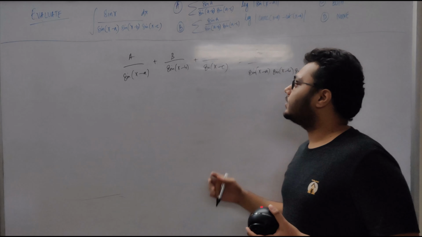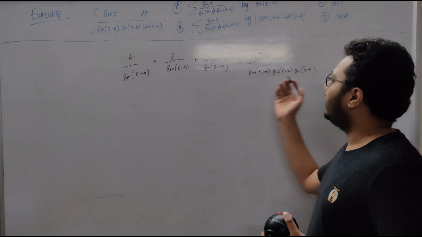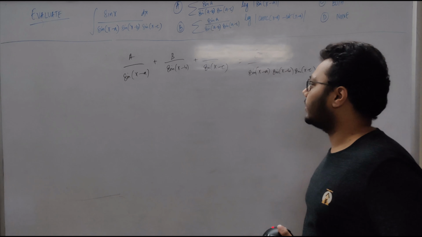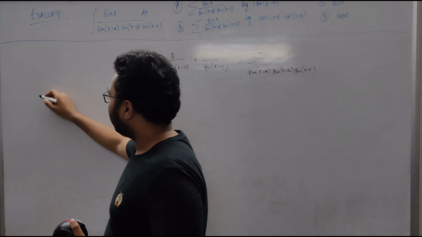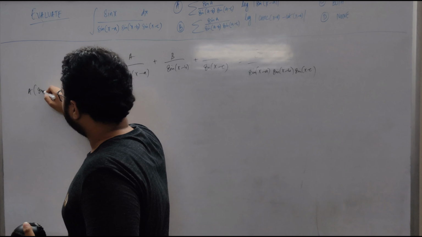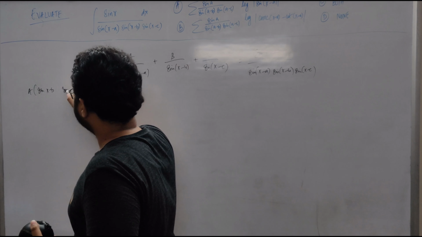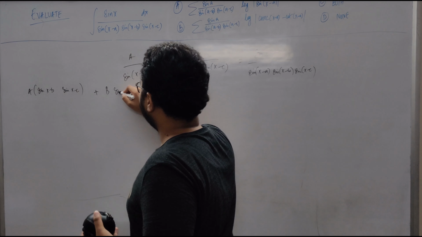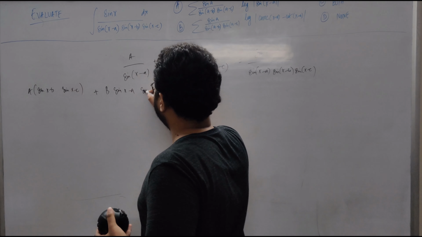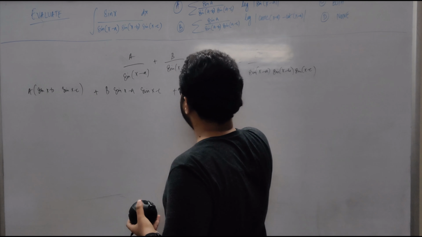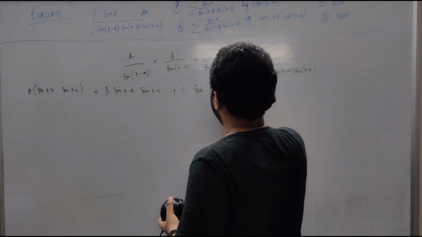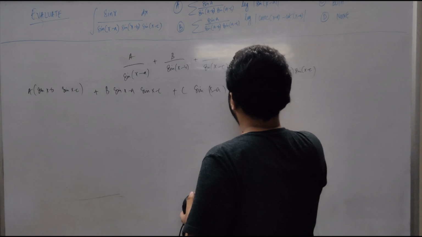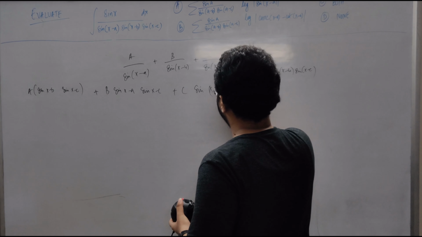Okay, if we assume this, we can multiply both sides by (sin x minus c)(sin x minus b), (sin x minus c), and we will get a times (sin x minus b)(sin x minus c), plus b times (sin x minus a)(sin x minus c), plus c times (sin x minus a)(sin x minus b).